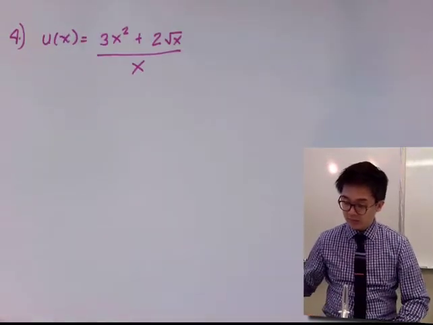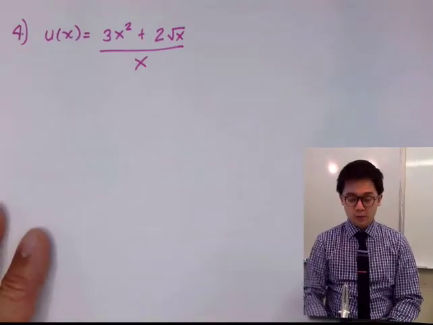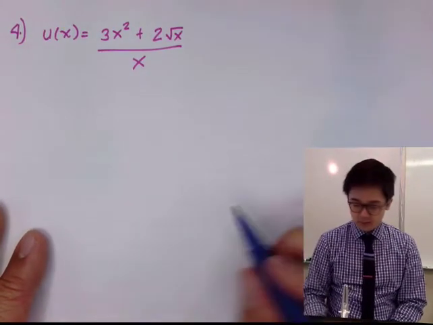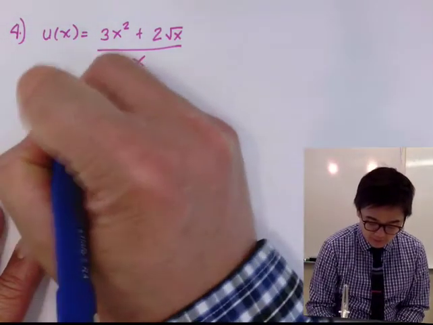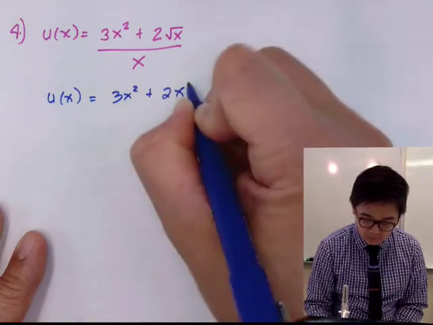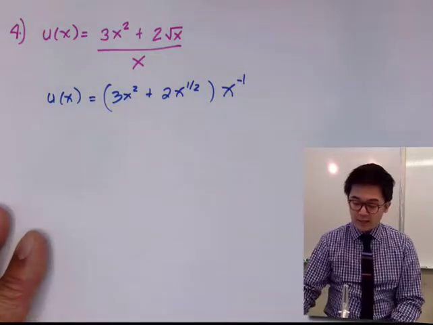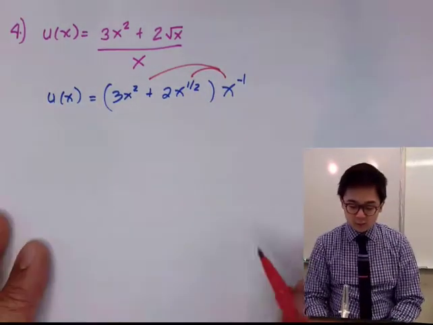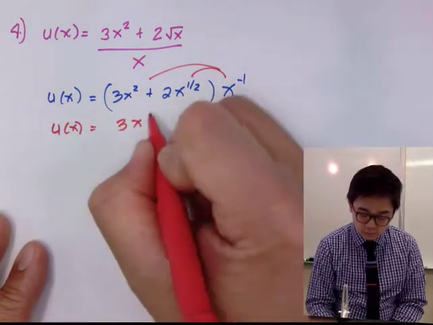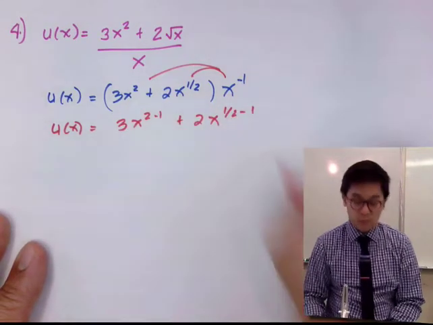Now let's answer example number 4. So just like what we did on example number 3, we're going to modify the function so we can use the power rule on this example, and we'll end up with u of x equal to 3x squared plus 2x raised to 1/2 multiplied by x to the negative 1. And by distributing the term right here, we know that we can change our u of x into 3x to the 2 minus 1 plus 2x to the 1/2 minus 1.